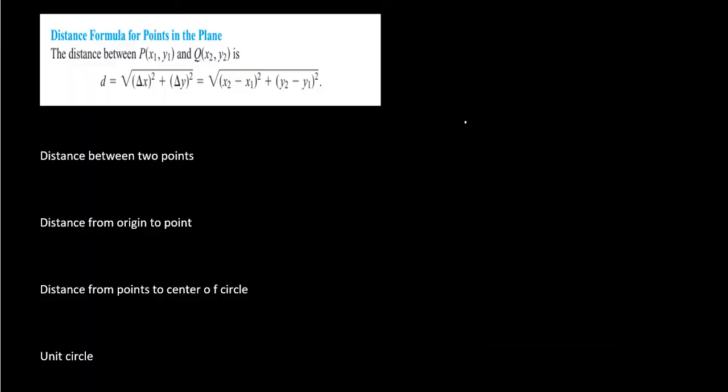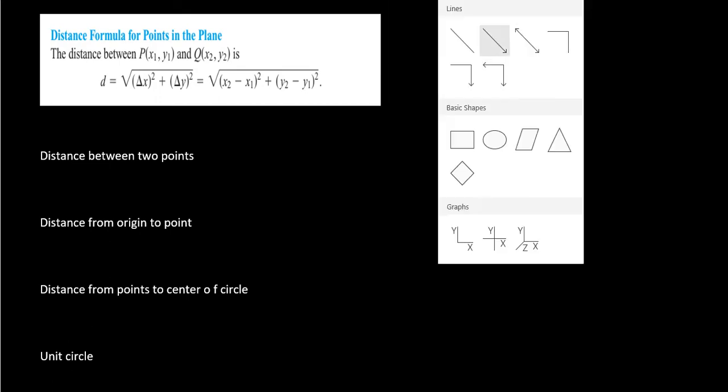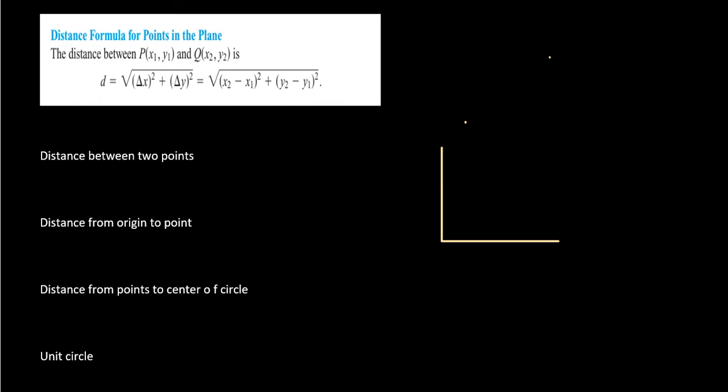Here we will discuss the distance formula for points in the plane. From where this distance formula arises, we will take a right angle triangle to clear the concept of this distance formula.